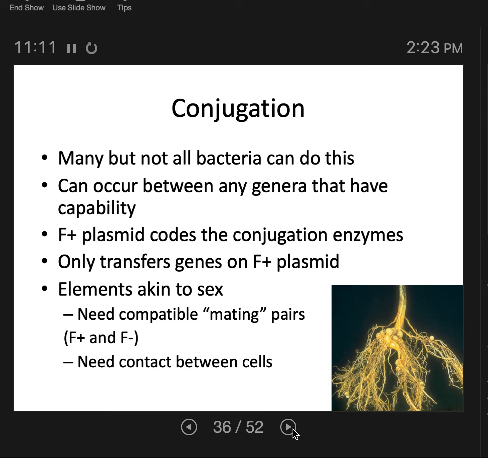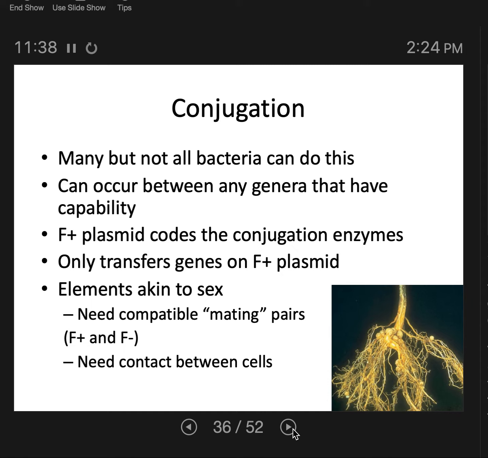So this is what sex pili are used for. When we talked about bacterial anatomy, we talked about these appendages, and we talked about sex pili. So here's where sex pili come in. It's for conjugation. There are these plasmids called F+ plasmids, and they code for the conjugation enzymes. They code for the sex pili. They code for the ability to move the plasmid around.